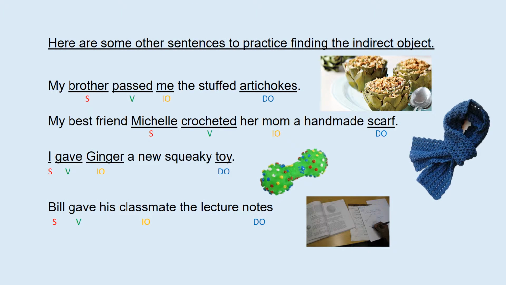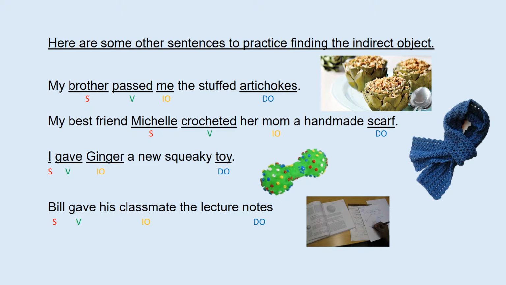Let's take a look at some other sentences and practice finding the indirect object. The first sentence is, my brother passed me the stuffed artichokes. Let's start by finding the subject. Who is doing something in this sentence? My brother passed me the stuffed artichokes. My brother is the subject. He's the one that's doing something.